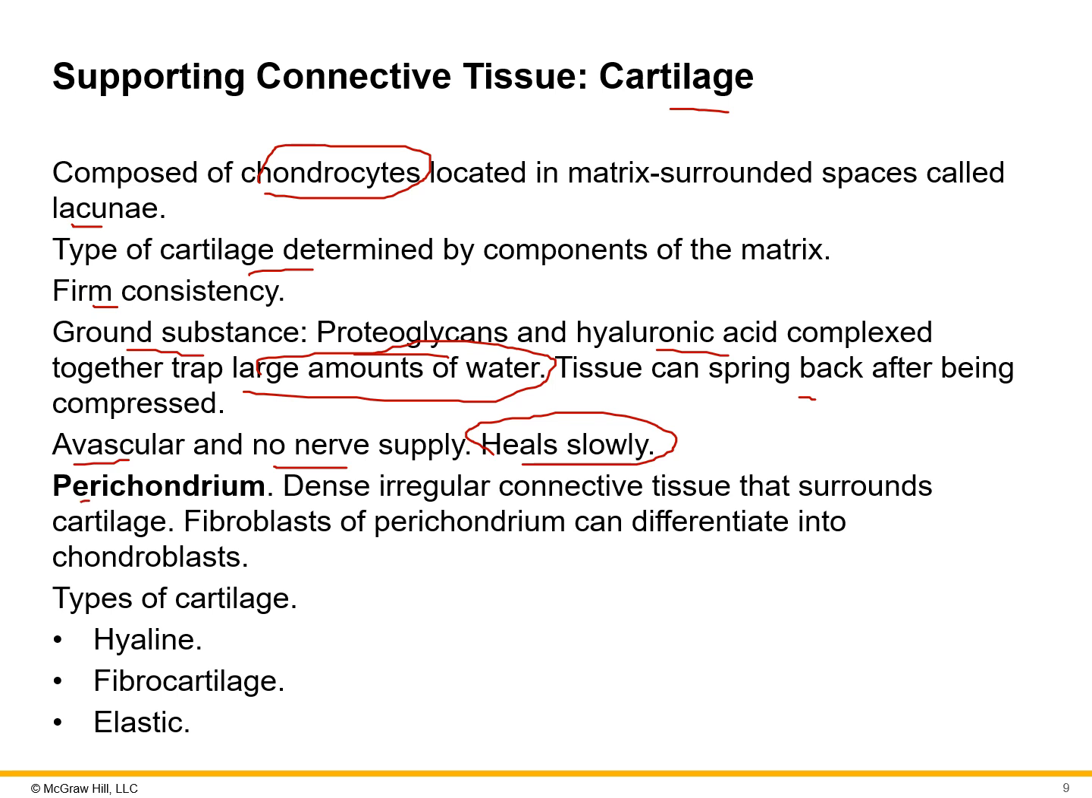And then we also have the term perichondrium. This is dense, irregular connective tissue. Again, the fibroblasts here differentiate into the chondroblast, and remember, blasts build the material, so in this case, cartilage. And we have three different types: hyaline cartilage, fibrocartilage, and elastic cartilage.